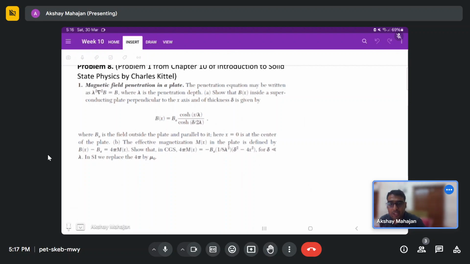And then from that B of x, once we have found it, we have to find the effective magnetization, which is given in the plate by B_x minus B_a equals 4 pi times m_x, and then show that in CGS this 4 pi times m_x equals this expression in the limit that delta is much less than lambda.